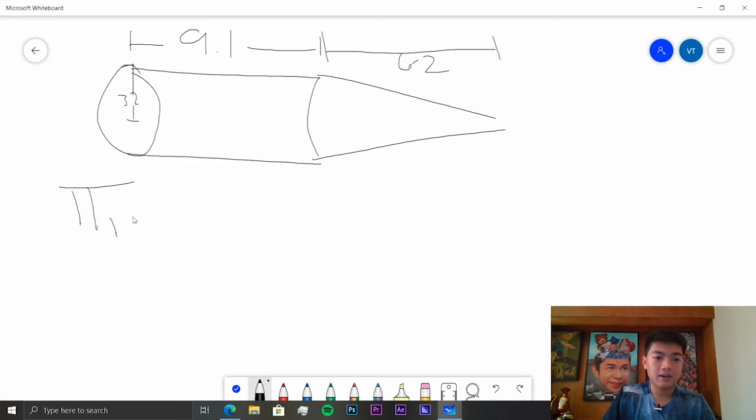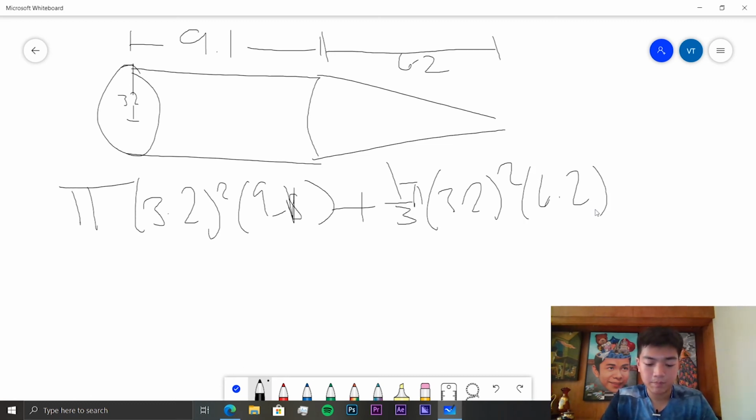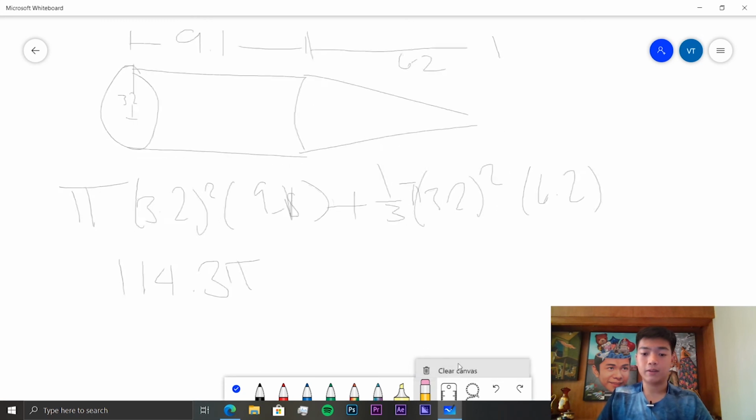This is pi times 3.2 squared times h, which is 9.1, plus 1/3 pi times 3.2 squared times 6.2. So this is equal to, let's simplify this, 9.1 plus 1/3 plus 6.2 over 3, and this all times 3.2 squared. So we should get something like 114.3 pi. That's what I got as the answer. So let's multiply this by pi to get 359. Yeah, that's correct. Okay, and on to the final question.